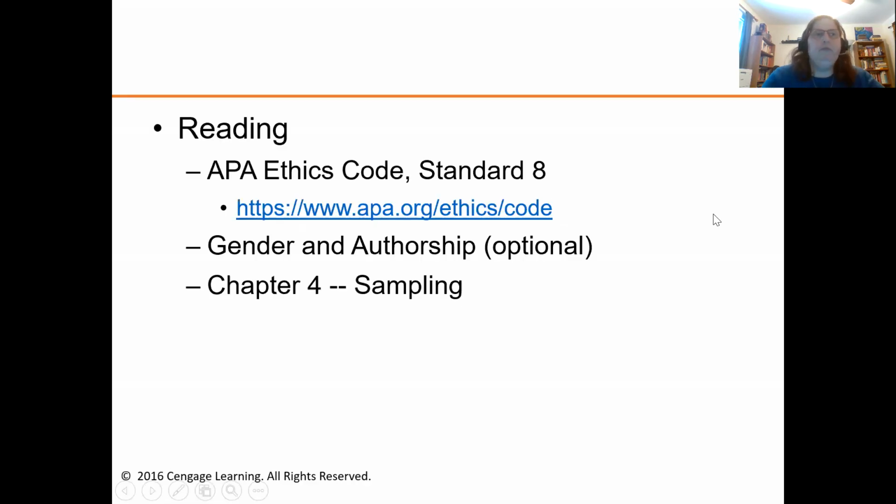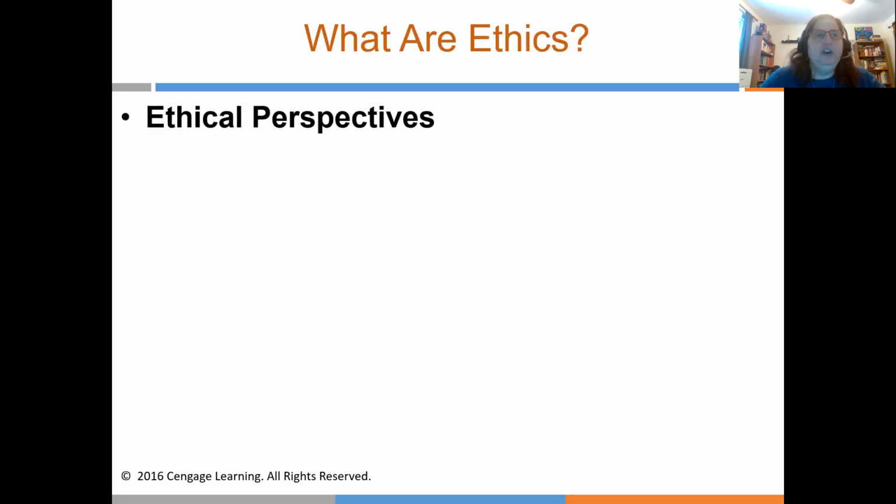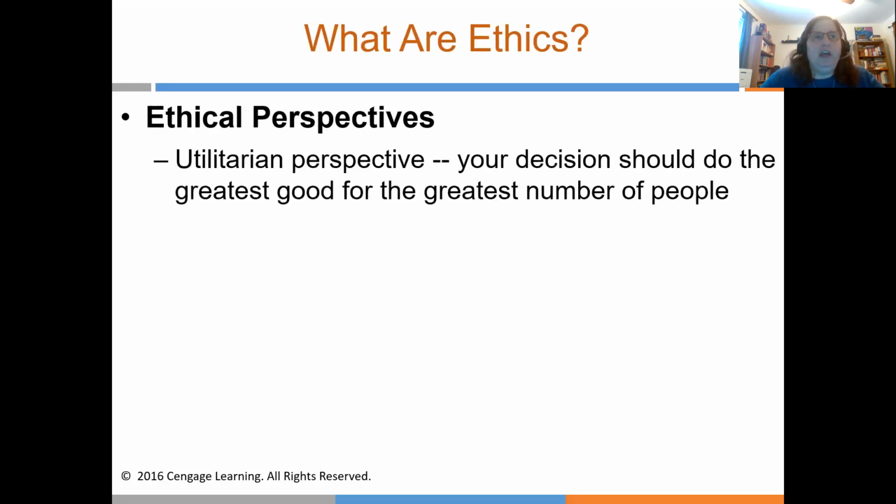Okay. So for the reading for this section, please go ahead and read the APA Ethics Code Standard 8. If you just go to this link and then go to number 8 down, you will find that. I have an optional article for you guys in case you find it interesting on gender and authorship. I think you might enjoy it. And then go on to chapter 4, which is about sampling. And that's what we'll be talking about going forward.